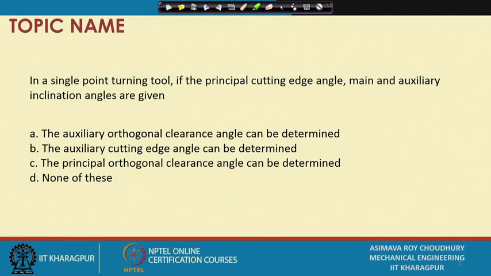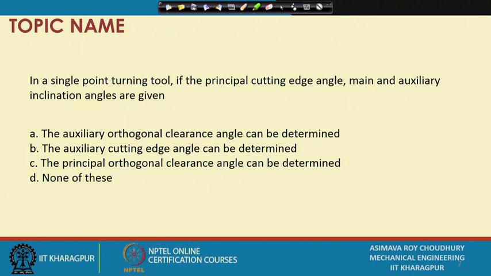So, in a single point turning tool, if the principal cutting edge, main and auxiliary inclination angles are given, the auxiliary orthogonal clearance can be determined, the auxiliary cutting edge angle can be determined, the principal orthogonal clearance can be determined, none of these. So, let us find out what is given. Principal cutting edge angle is given.